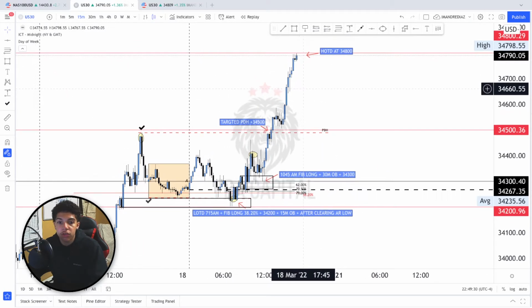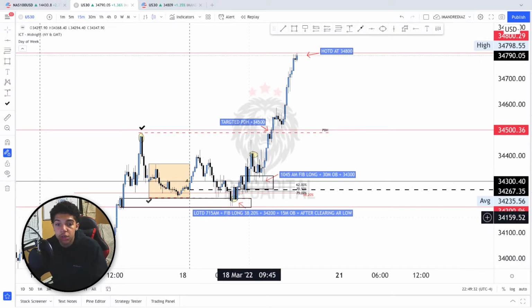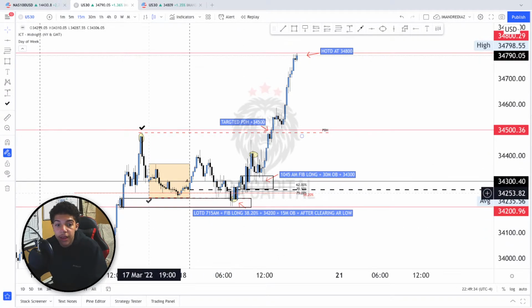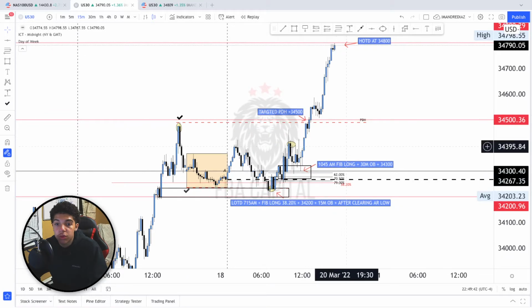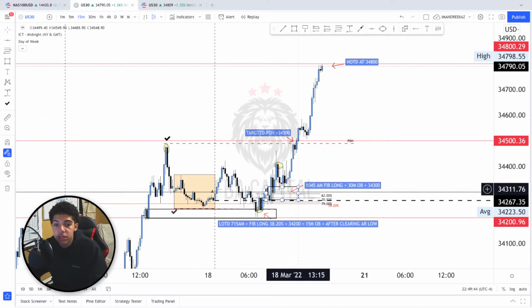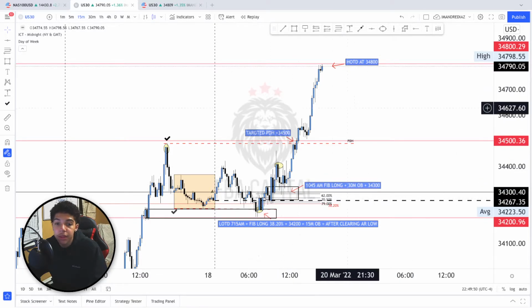There's nothing really crazy. It's a basic New York bullish reversal that you could have potentially caught after price ran below these lows, cleared it, tapped into this order block and this fib long on the higher time frames. And then from here, price was just bullish right below the 12 a.m. open. And then you got this re-entry at 10:45 a.m. plus that fib long plus that 34,300 and 30-minute order block rejection. And then from there, price was just gone.